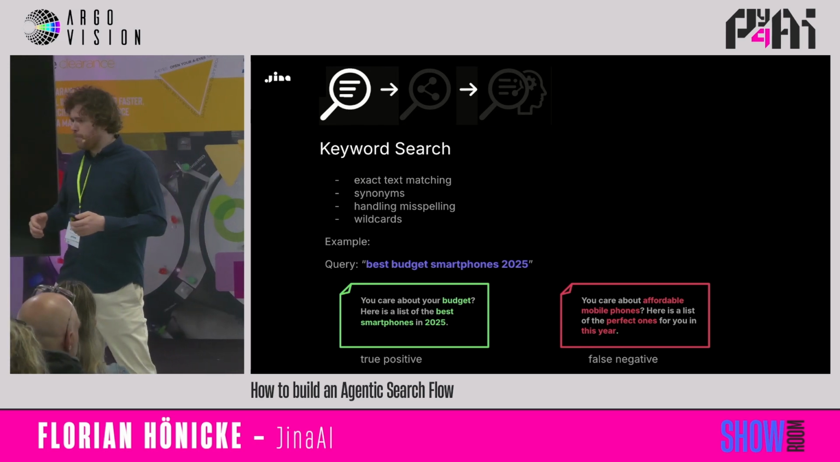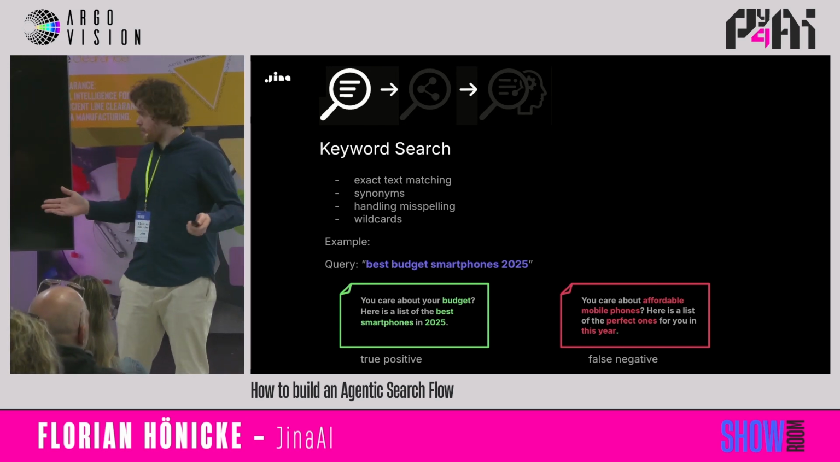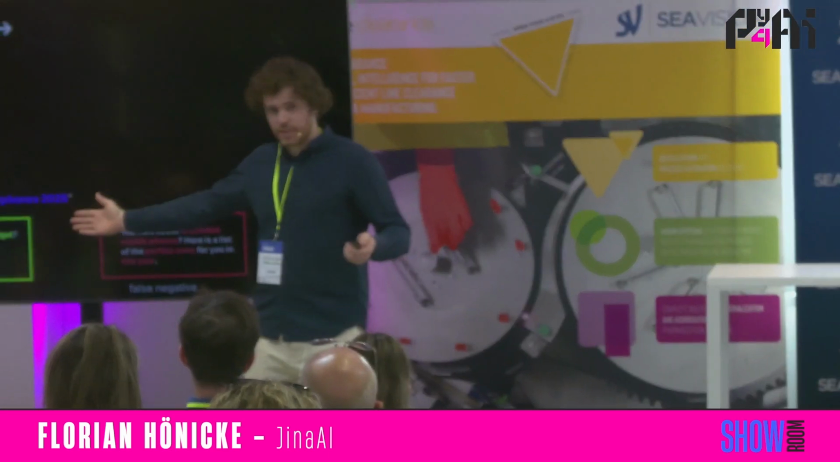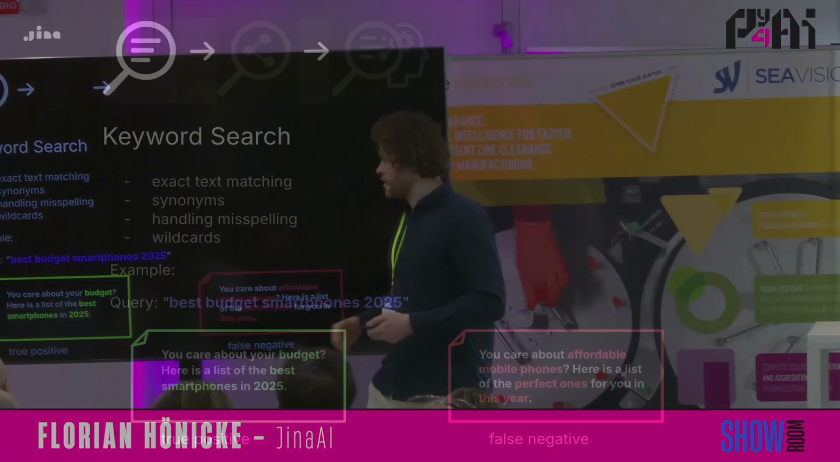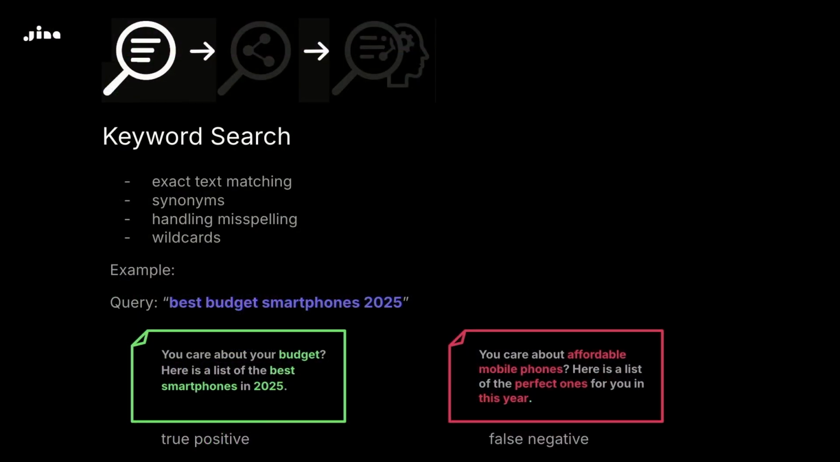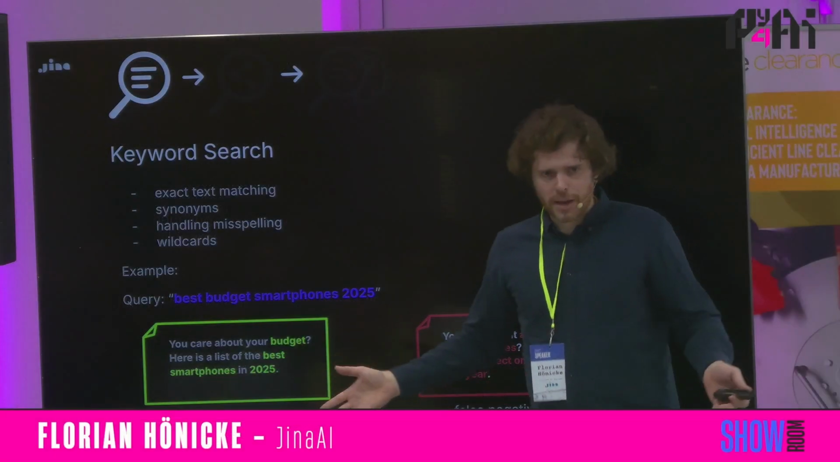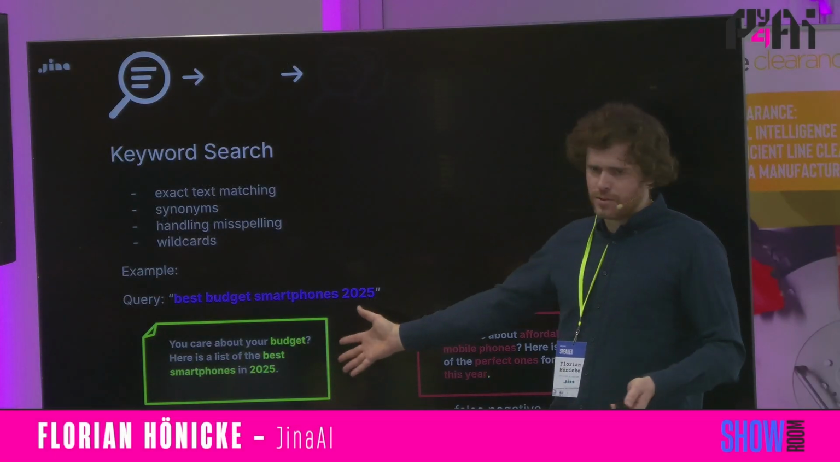And so one example where it works is this document, very tiny, but I explain to you what it is. So the query was best budget smartphones 2025. And then you get these documents where these exact keywords match. That's good. You get your document.